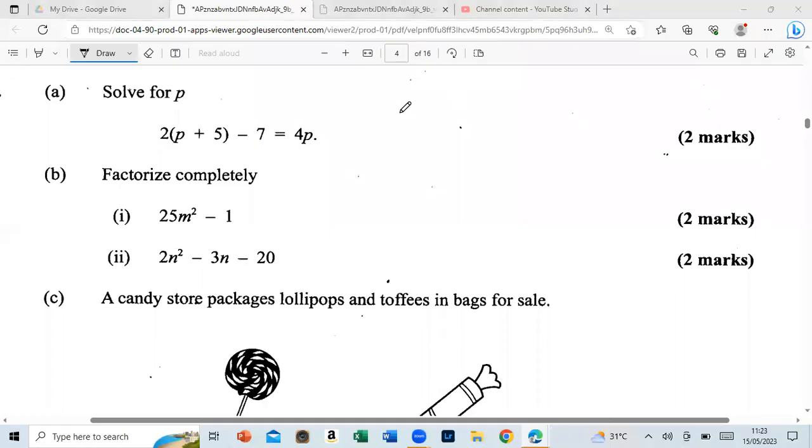All right, so on to the algebra question. Let's go. Guys, I cut out some of it because I don't want to be too long and unproductive. What will be the value of P to get that 2 marks? And then it says factorize 25m squared minus 1. And for B2, it says 2n squared minus 3n minus 20. And then we'll go down to the candy store.